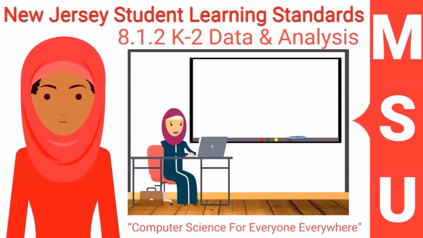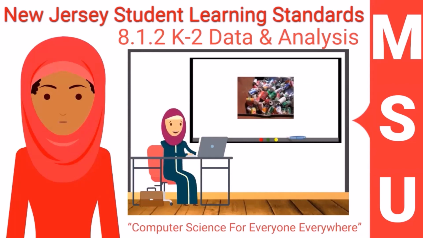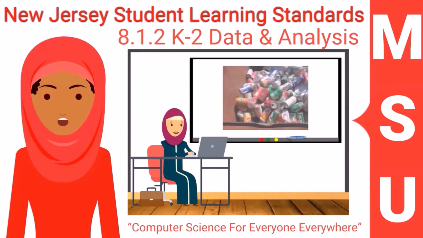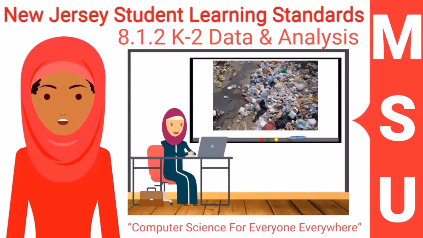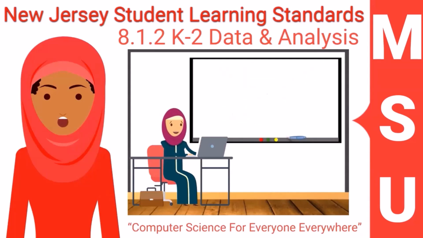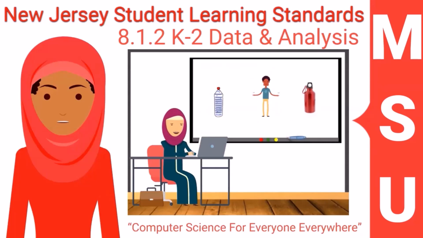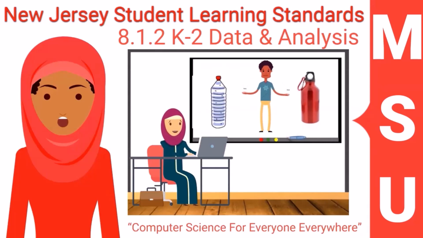For example, Americans throw away a lot of trash, which impacts our landfills, thereby adversely affecting our environment, which contributes to climate change. Have students investigate some aspect of trash disposal and propose solutions. Three possible areas of investigation are: A. Have students determine how many students use plastic throwaway bottles versus reusable ones.